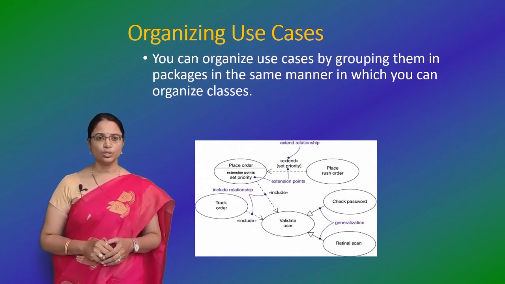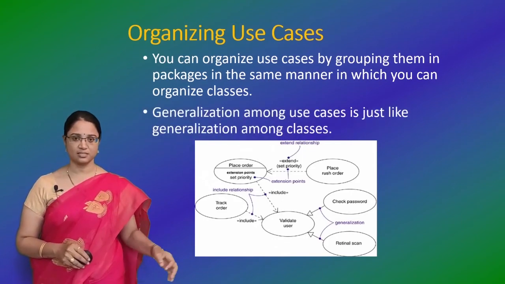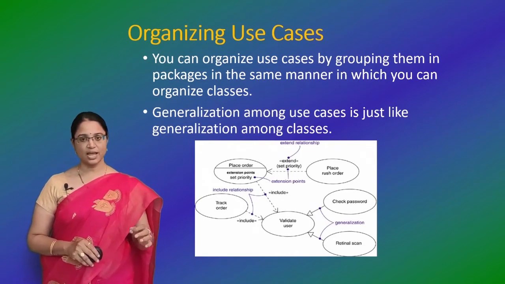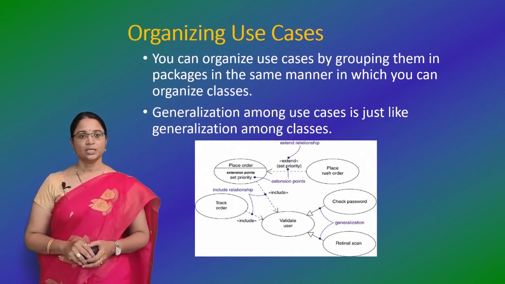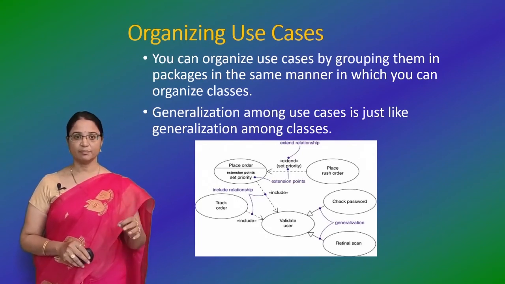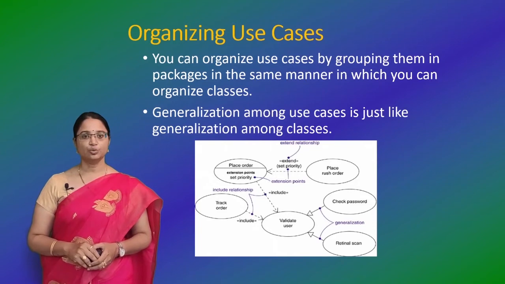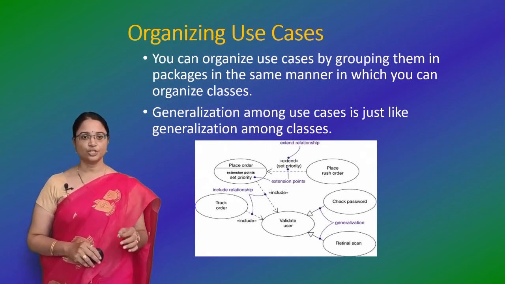So here we know that generalization among use cases is just like a generalization among classes. Where do we use generalization? If the subclass acquires the properties from the parent class, then you go for generalization. Here the child use case inherits the behavior and meaning of the parent use case. The child may add to or override the behavior of its parent, and the child may be substituted any place the parent appears.